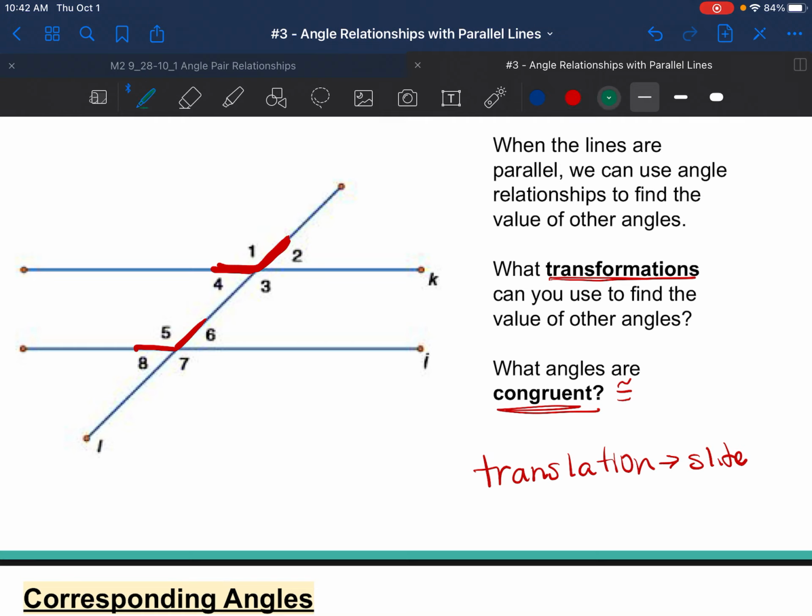Another transformation that I can use is a rotation. So if I have angle 5 here, I can rotate it around to get angle 7. And when I do a rotation, I know that is congruent. So they're equal. These are also vertical angles, and that's the reason why vertical angles are the same. It's because it's just a rotation of that angle.